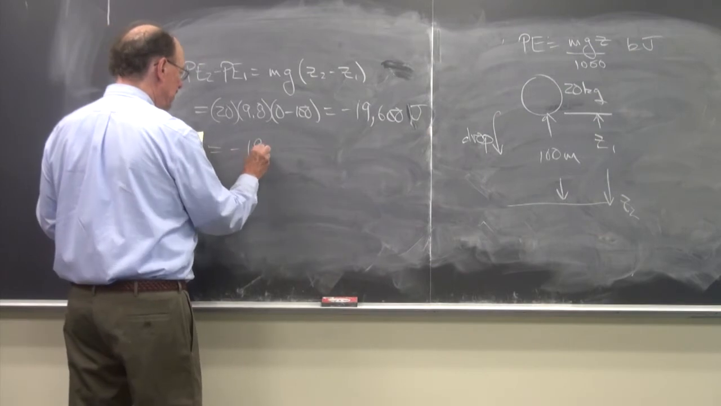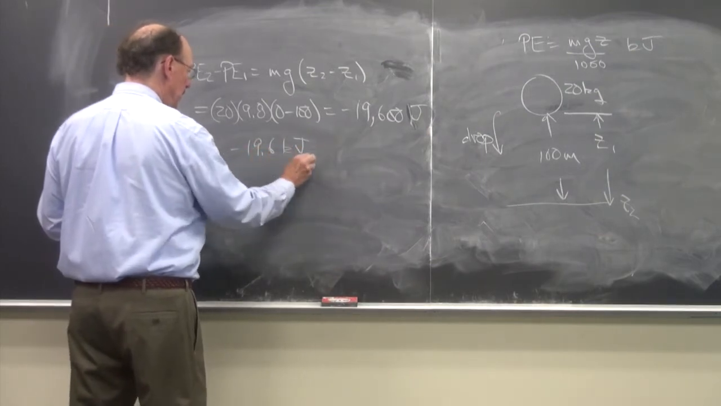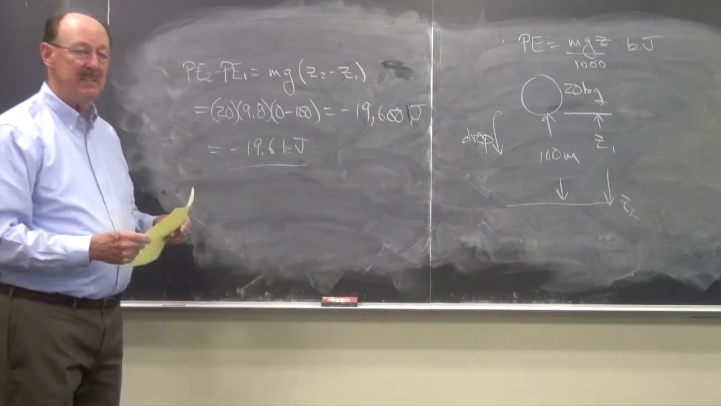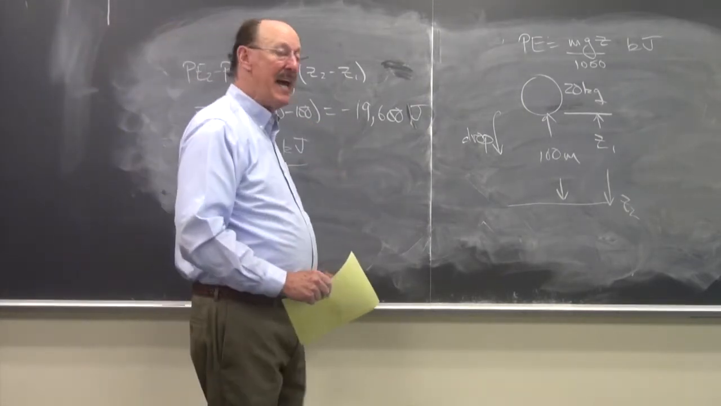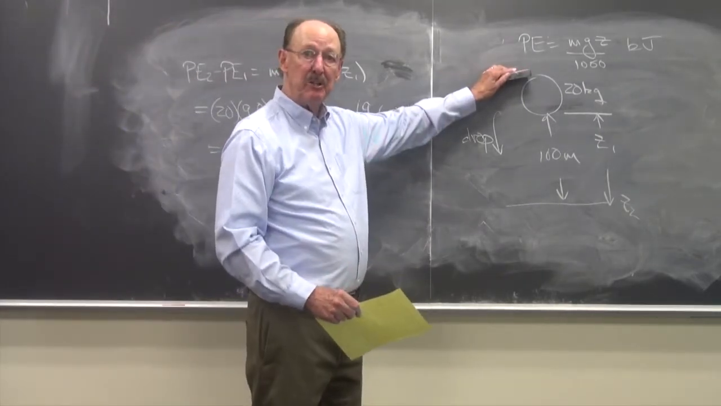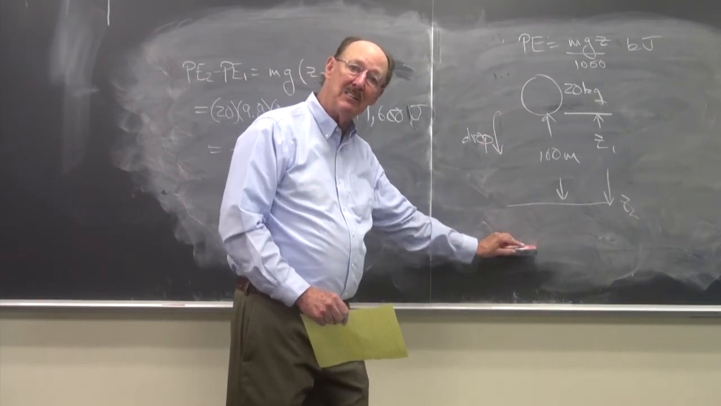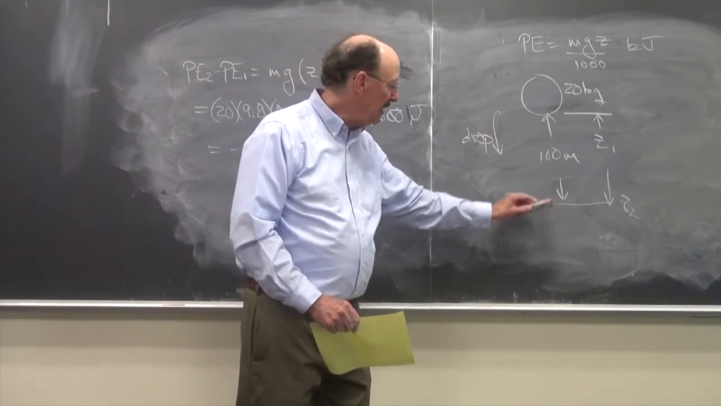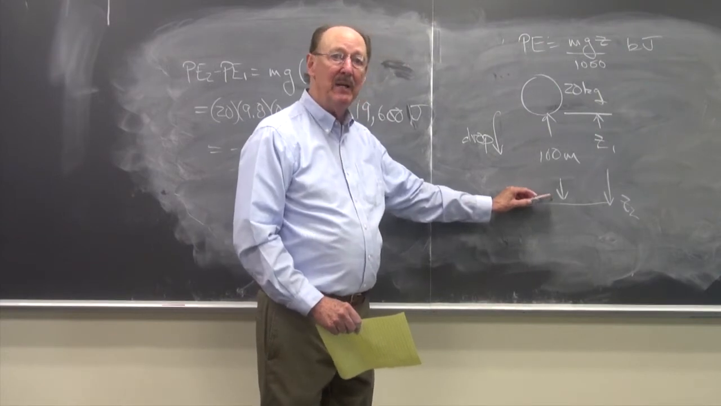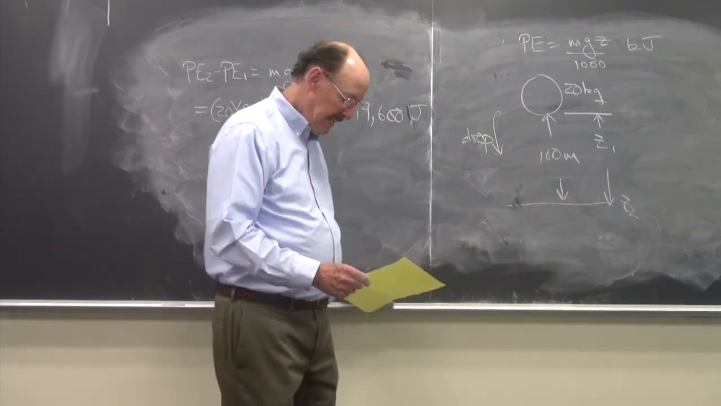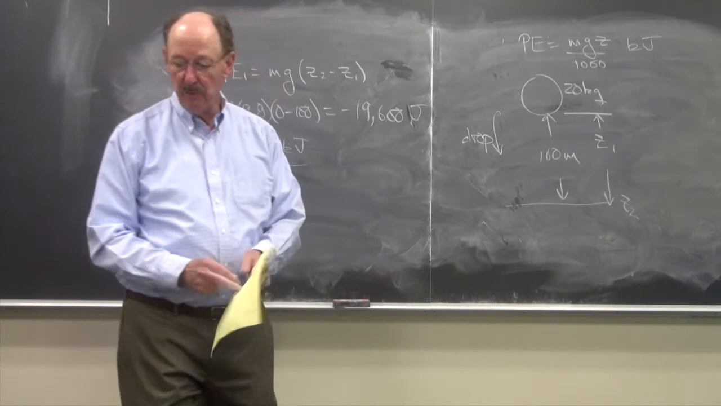minus 19.6 kilojoules. And it's a decrease of potential energy because I had the mass, it had a greater potential energy, it went down to the ground, and now it has less potential energy. Normally, if Z is this datum is 0, then that's as low as you can go. And so these are two of the energy forms that we have.